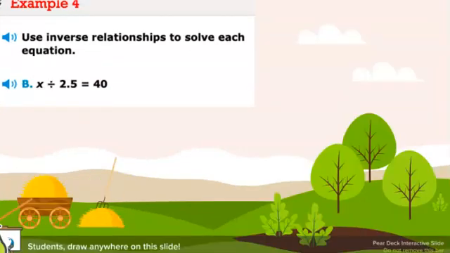x divided by 2.5 equals 40. So you guys have 1 minute to solve this problem. Go ahead. All right, Omar, shout it out loud. What is the answer? I got 100. So what I did was 2.5 times 40 because it was the inverse operation, and then once you multiply that, you get 100. Okay, nice, Alana.